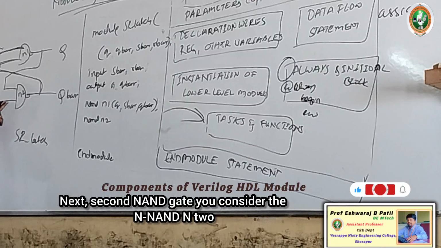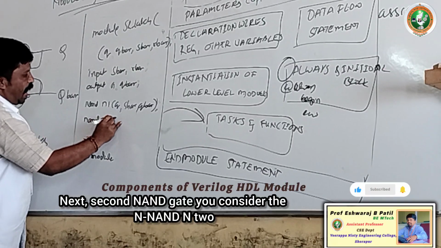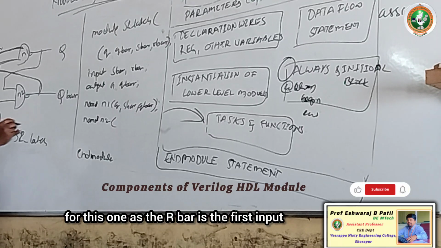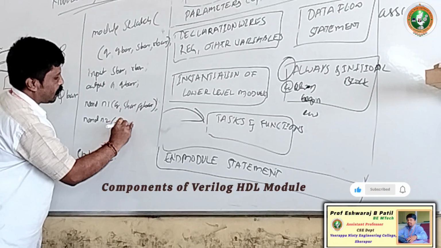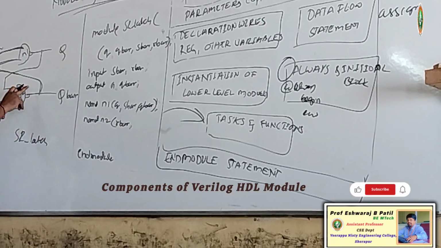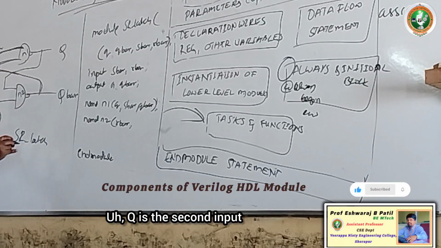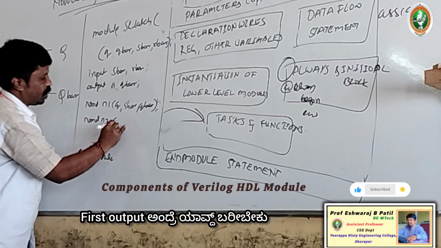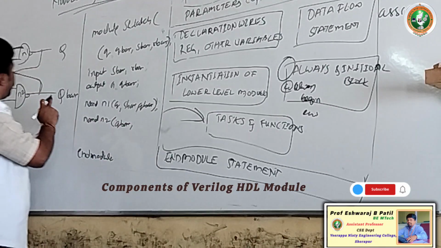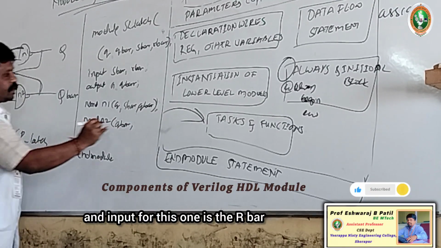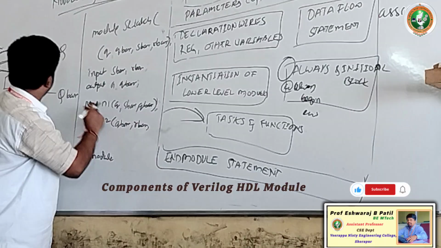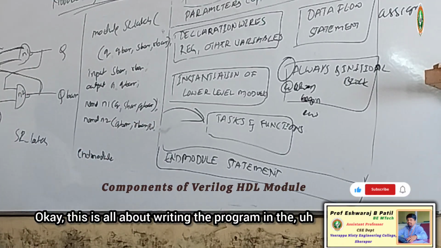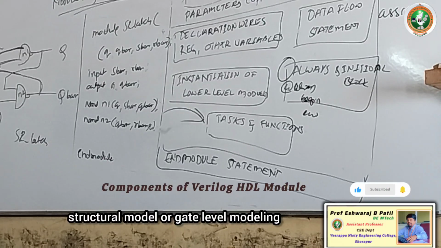Next, consider the second NAND gate, N2. The inputs for this one are the R bar as the first input, and the second input is Q. The output is Q bar. This is all about writing the program in the structural model or gate level modeling.